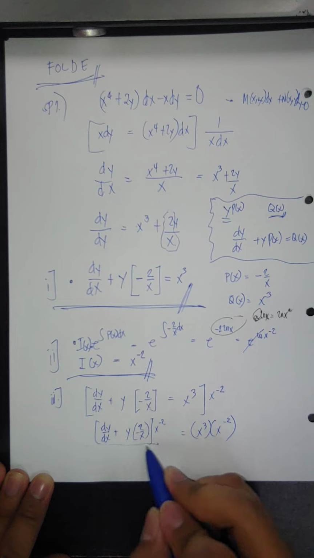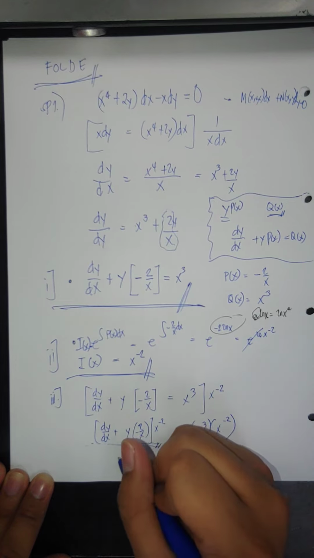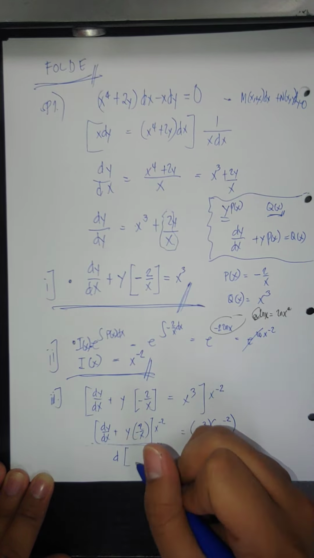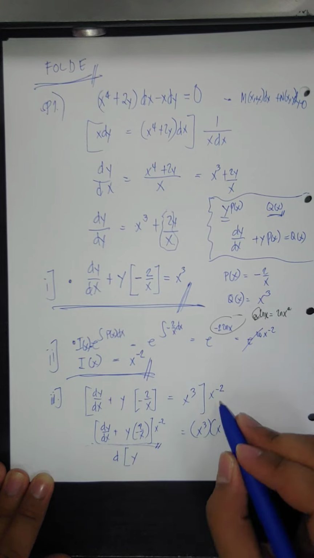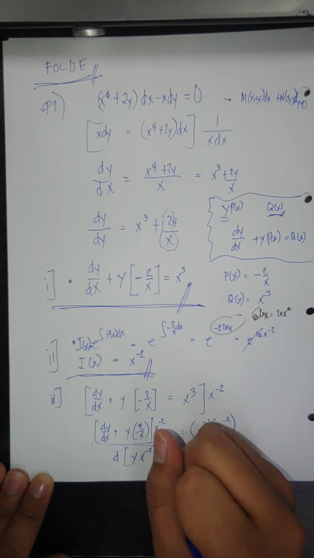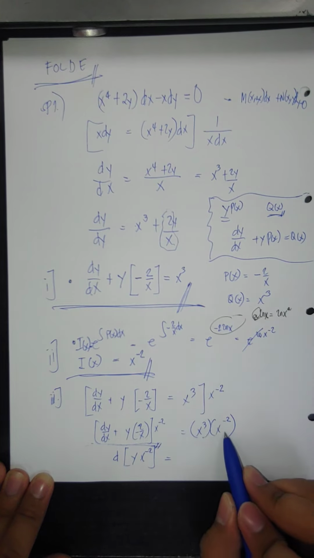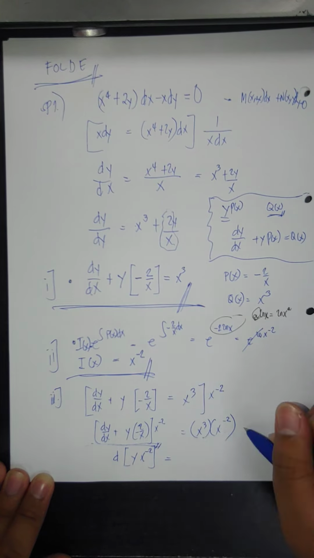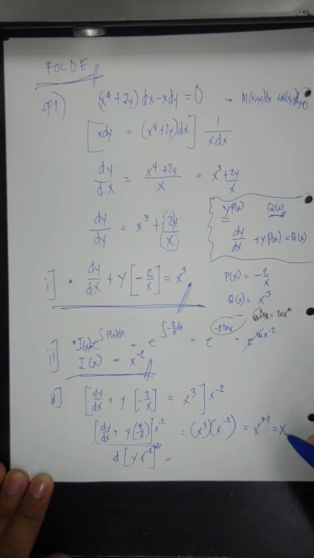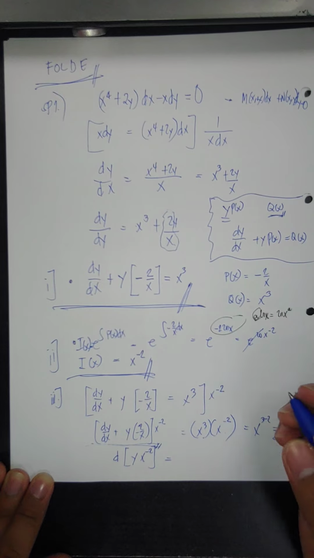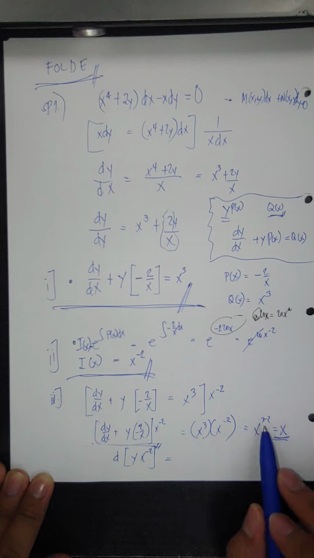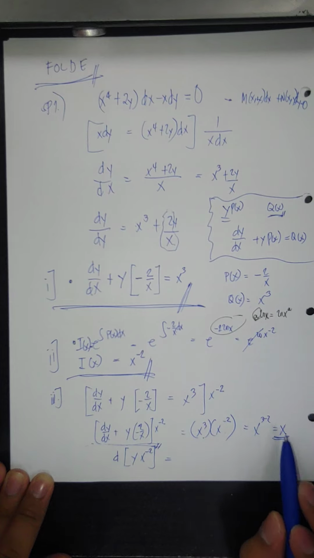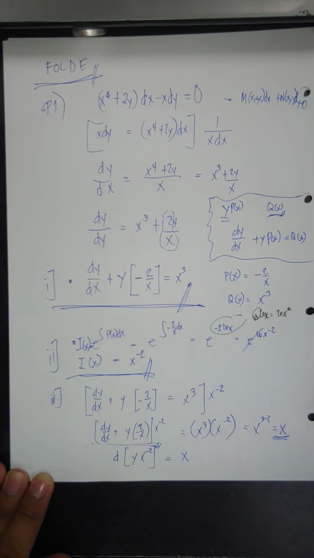Remember, the left side looks like the derivative of y times the integrating factor I of x. So this I of x is just x to the negative 2, equals x cubed times x to the negative 2. That is just x to the 3 minus 2. Since we add the exponents, we have 3 plus negative 2, or 3 minus 2, so we have just x. Only x remains.